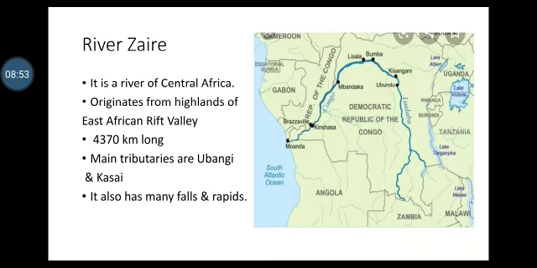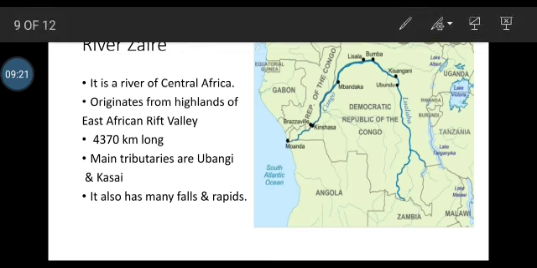Next, we have the River Zaire or Congo. It is a river of Central Africa. It also has many falls and rapids. This river originates from the highlands of the East African Rift Valley. This river is 4370 km long and its main tributaries are the Ubangi and Kasai. So these are the main tributaries of the River Congo.